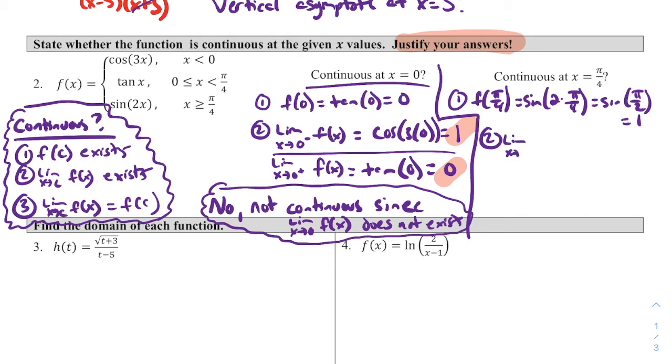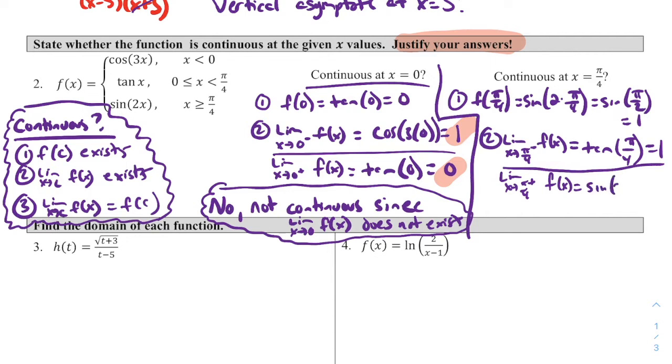So the limit as x approaches pi over 4 from the left of f of x, values that are less than pi over 4, that's going to be my tan of x. That's going to be tan of pi over 4. If you do tan of pi over 4, that's going to be equal to 1. And then if we do the limit from the right side as x approaches pi over 4 from the right, that's going to be equal to sine of 2 times pi over 4, which is equal to 1.